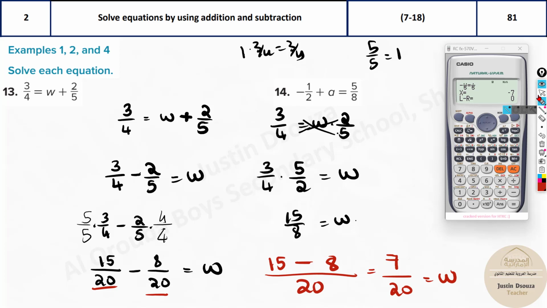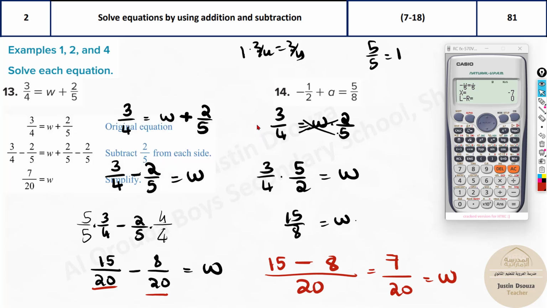Let's see the answer for a minute. Yes, it's 7 by 20. So that's it. That's how we do it. You can always use the calculator to check this method as well. You'll get the direct answer.